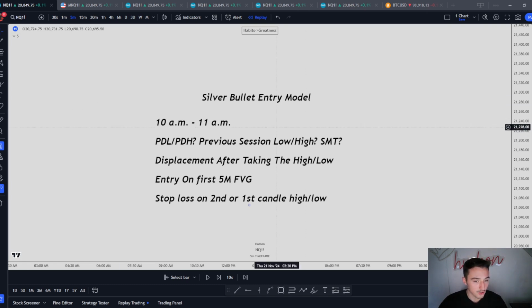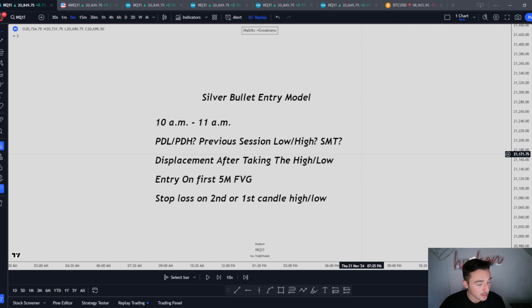So these are the rules that all you need to follow for this silver bullet entry model. Has previous day low or previous day high been taken? Has previous session low or high been taken? Or is there an SMT? One of these three things must happen before you even think of an entry, right? If none of these things has happened, there's no entry model to be taken.